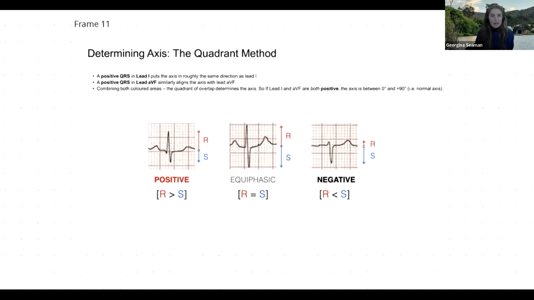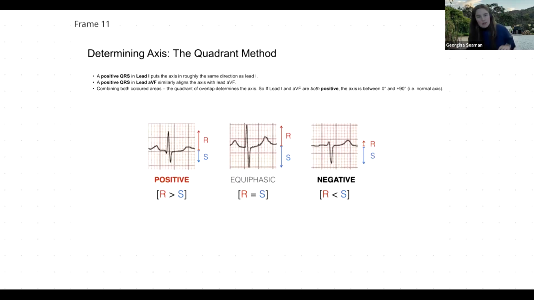So the first lead that we probably are going to look at is lead 1, which should be pointing in a positive direction. Now, when we're talking positive direction, as it says up there, we're talking about the R wave being mostly above the isoelectric line more than the S wave below the isoelectric line. So we're looking at that to be mostly positive in leads 1 and aVF.